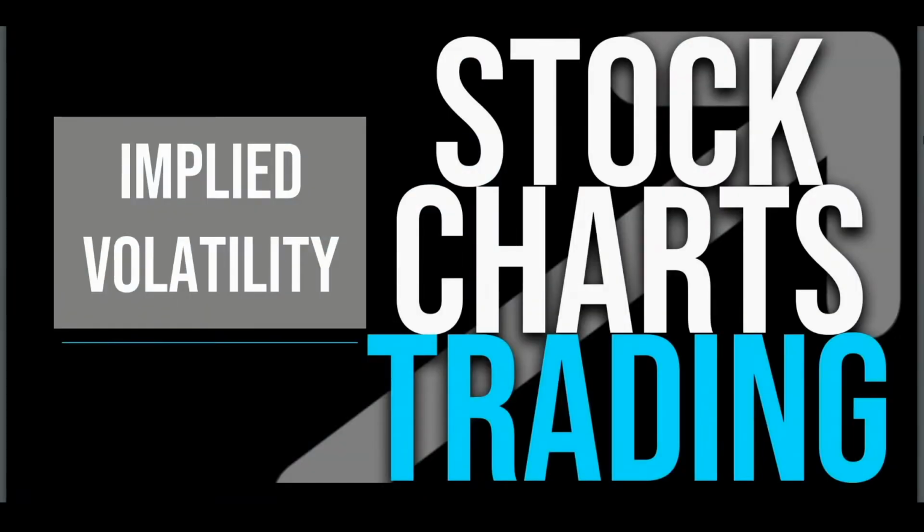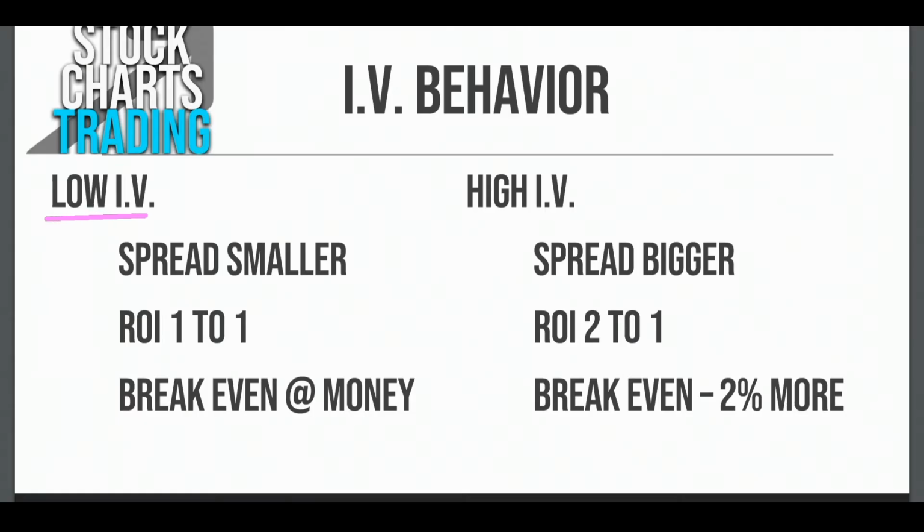Implied volatility. There's lots of things around this subject. I want to focus in on the spreads. What do I mean by that? Well, with low implied volatility, the spreads tend to be a little bit tighter together, closer. With high volatility, they'll make the spreads wider or bigger. And because of that, it makes the ROIs different and the break-evens different.